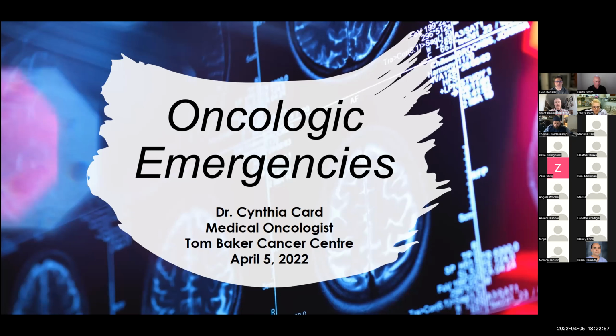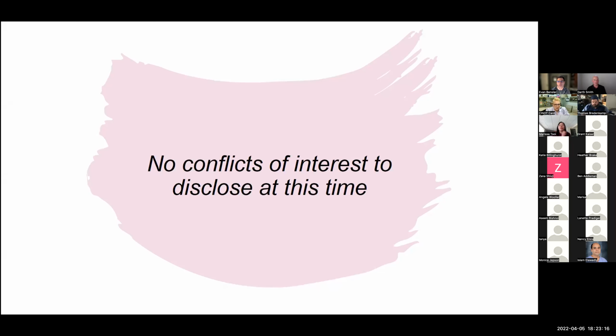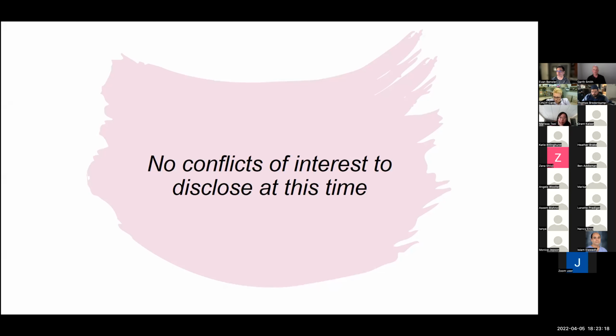I always struggle to know how to present this. Do I just list things? Do I give cases? I want to be all encompassing, but obviously I can't tell you about every single oncologic emergency that could happen. So I should probably start. I have no conflicts of interest to disclose at this time.